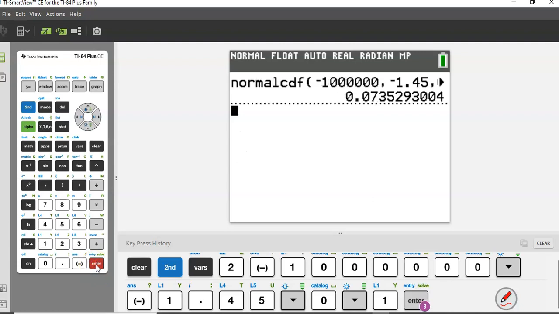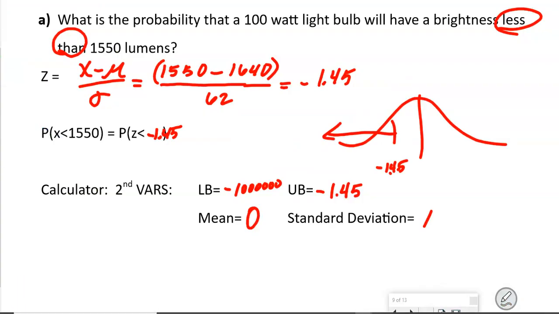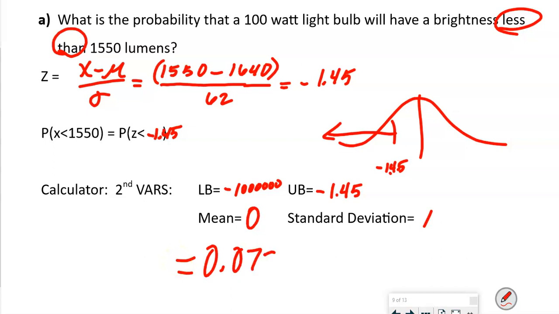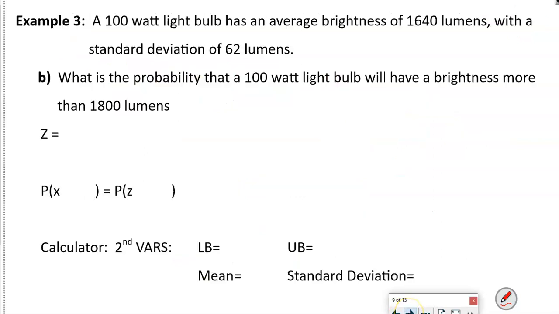So notice what I got. I got that this is 0.07353, and we're going to do this to 5 decimal places. So our answer for the probability was equal to 0.07353. And again, if we had to write that as an actual percentage, it would be 7.353%. All right, let's go on to the next one.